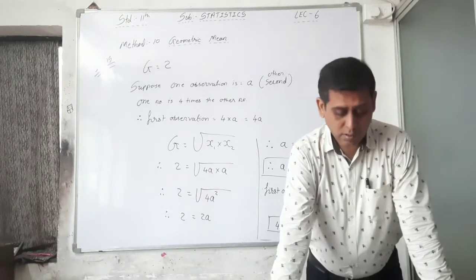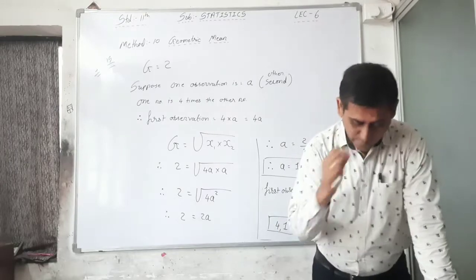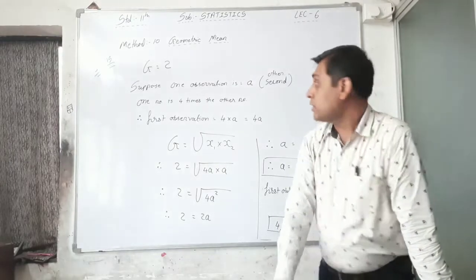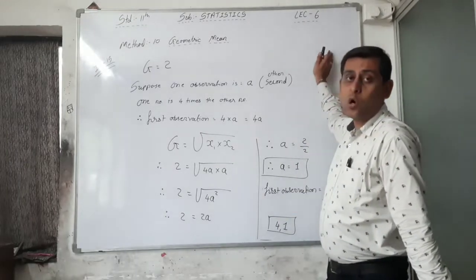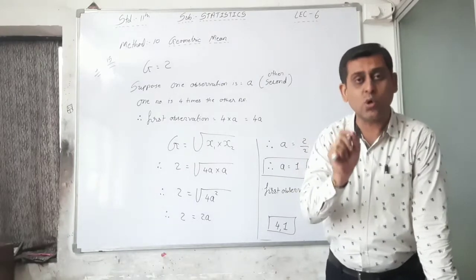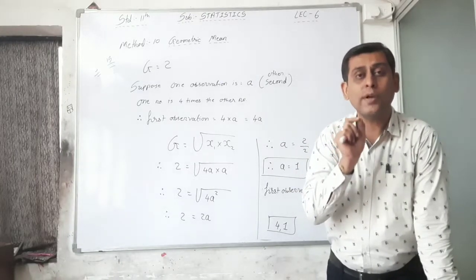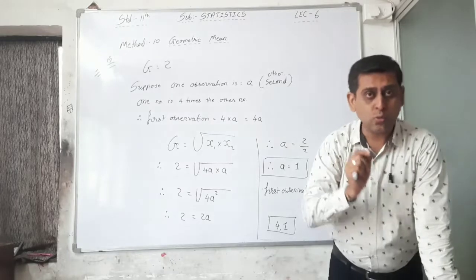Here see on page number 82, which one is given here? X bar is always greater than or equal to the geometric mean. Here you have to prove that.